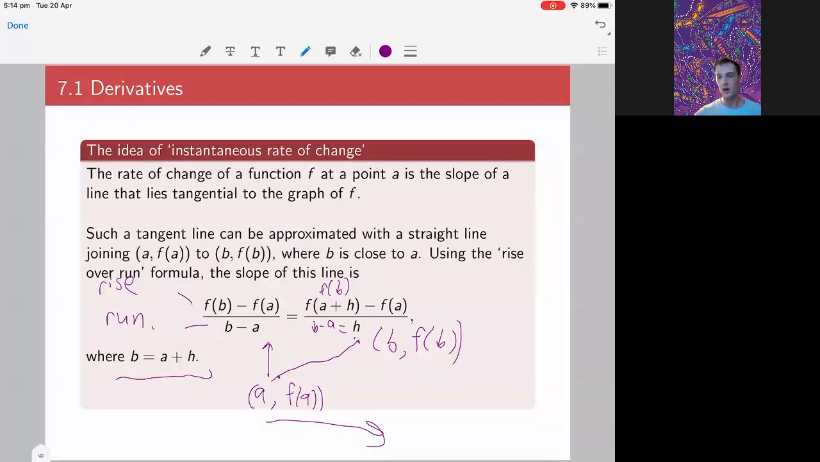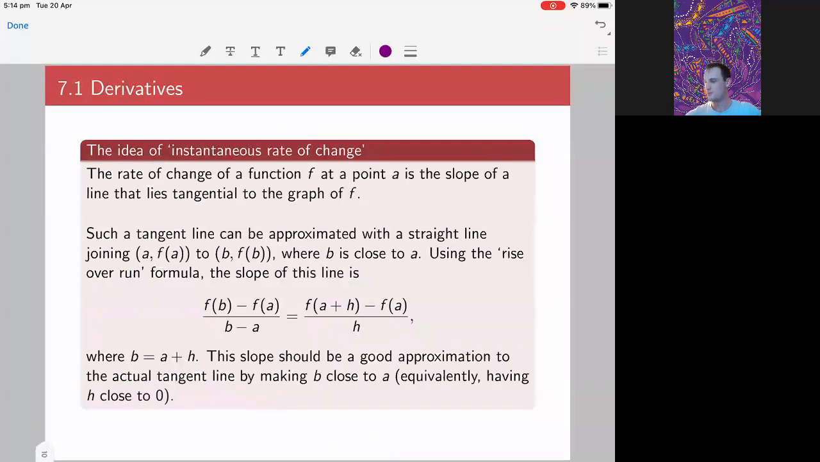So as I suggested before, this slope that we're finding here is not going to be exactly the slope of the tangent line that we're actually after. But heuristically, we would expect that this formula does a good job, especially if B is close to A. Equivalently, if H is small. So this is really the idea behind the derivative. We're going to be taking limits, which is why, of course, we started looking at limits last time, or maybe it was the time before. We're now in a position to take the derivative.